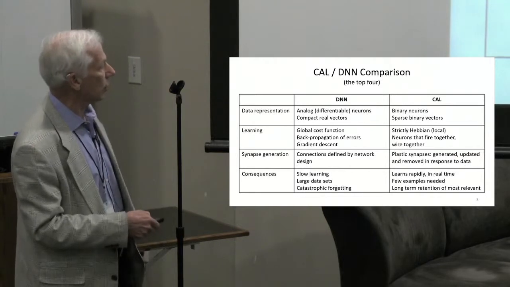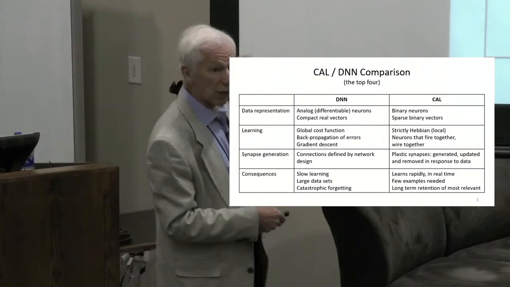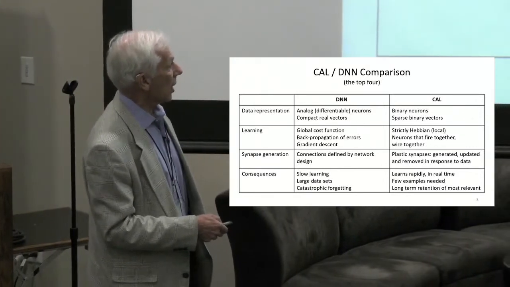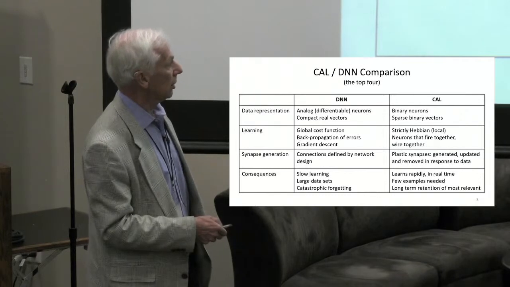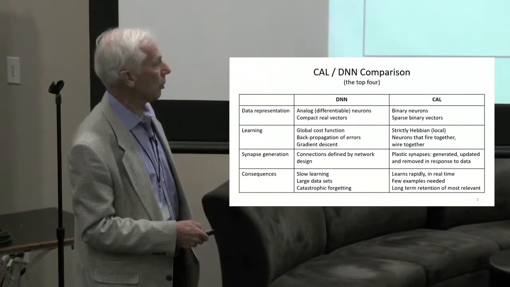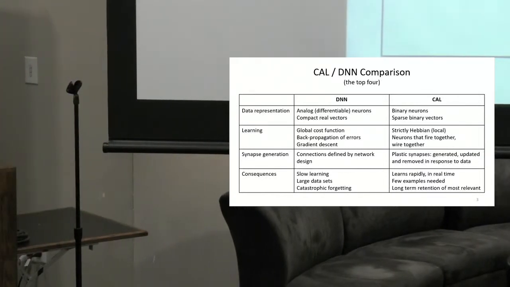So this is really the goal. We want to overcome these shortcomings of conventional machine learning. On the other hand, Cal learns rapidly in real time with relatively few examples, and I'll show you how we can retain the memories without much forgetting.